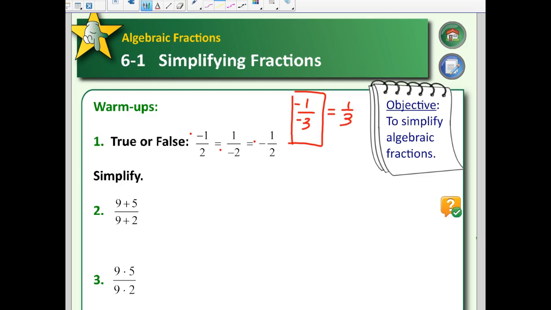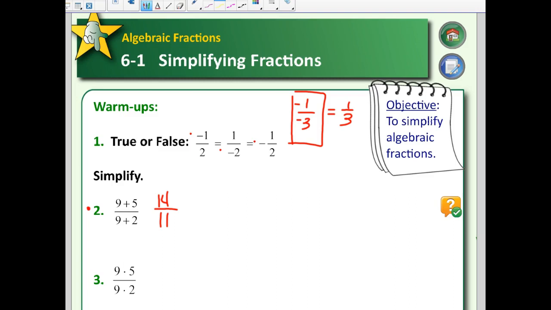If I look at fraction number 2, how would I simplify that fraction? What do you think I would have to do? Yeah, remember we learned back in Chapter 1 that the fraction bar is like a grouping symbol. So I take care of the math in the numerator, 9 plus 5, and that's 14. Then the math in the denominator, 9 plus 2, and we know that's 11. Can I reduce that fraction? No, it's a done deal.